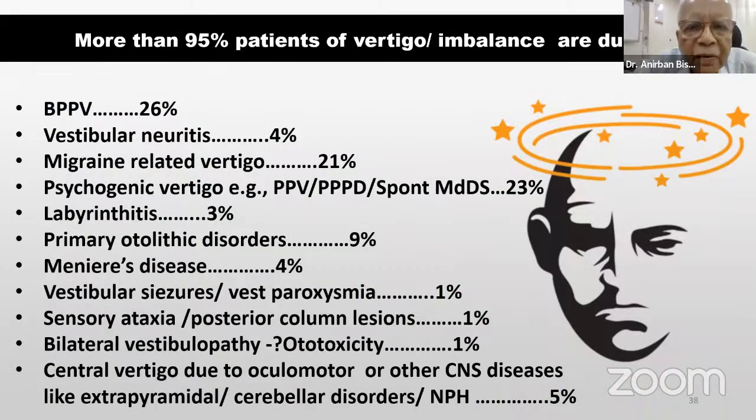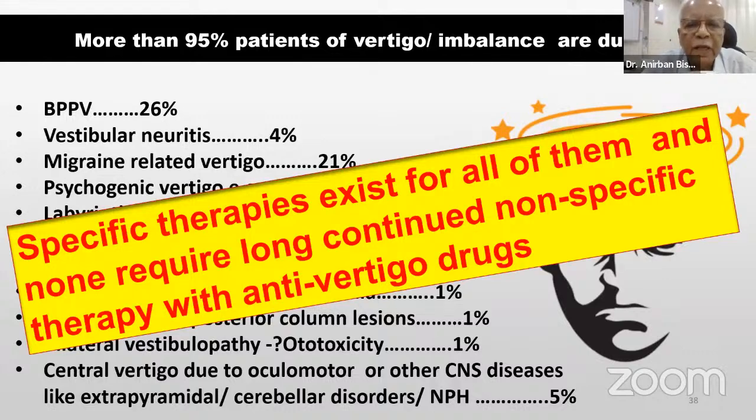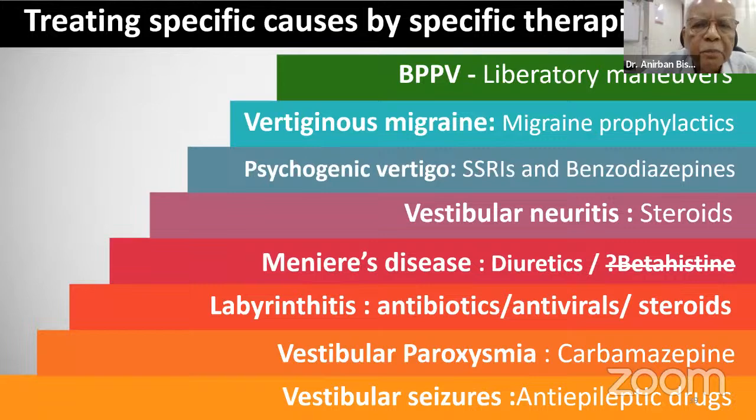More than 95% of the patients of vertigo and imbalance are due to BPPV or these things, and for each of them, you have very specific therapies. It is not that you have to keep on camouflaging the symptom of vertigo or keep the patient on vestibular sedative. You diagnose the underlying cause, and after you diagnose it, give the disease-specific therapy. Specific therapies exist for all of them, and none require a long continued non-specific therapy with the anti-vertigo drugs.